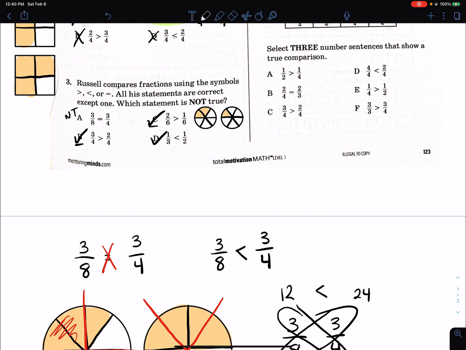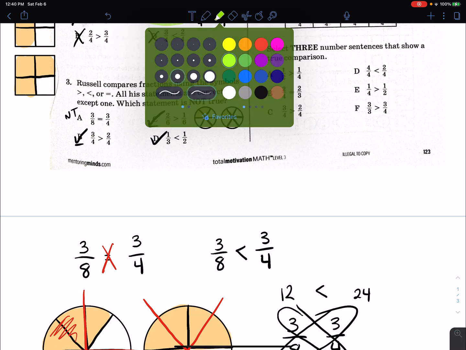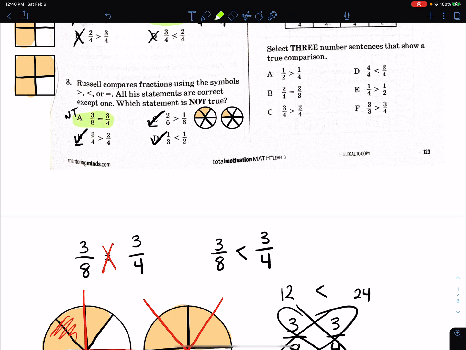So I wanted the statement that is not true. So my statement that's going to be not true is this letter A. Okay, again, with these, you always want to double check. You want to check all 4 answers, or however many answer choices they gave you, because you don't want to fall for their tricks.